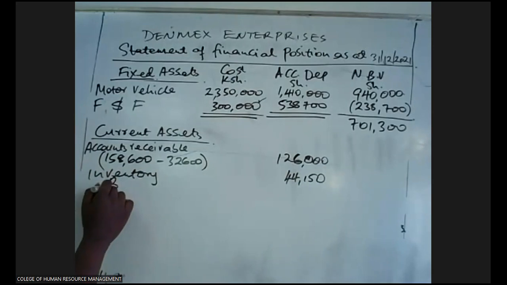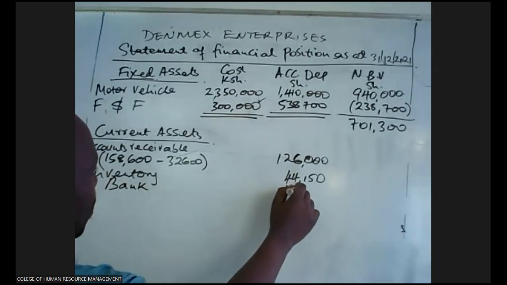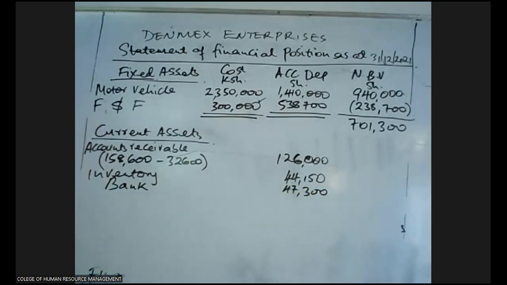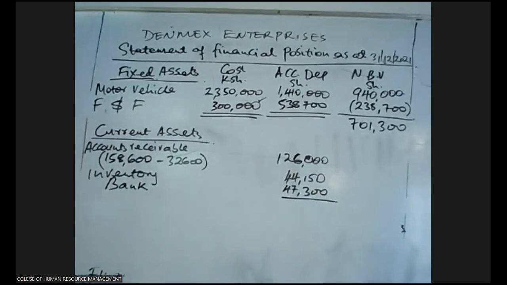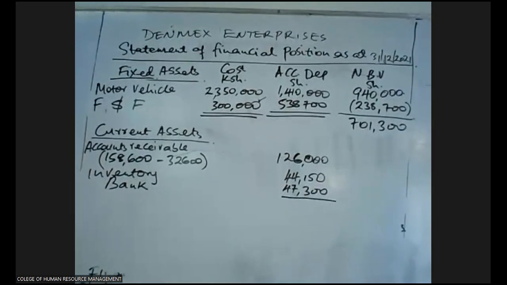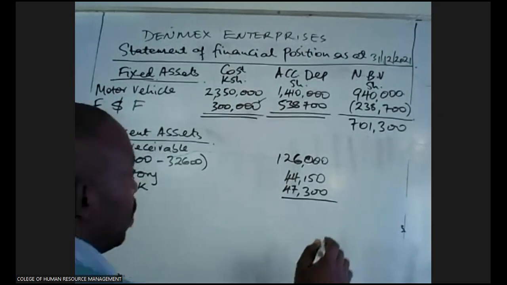Then we also have the bank balance. This is 47,300. I don't think we have any other current assets. You do the totals. 126,000 plus 44,150 plus 47,300. You get 217.